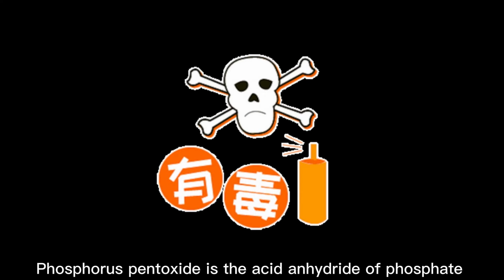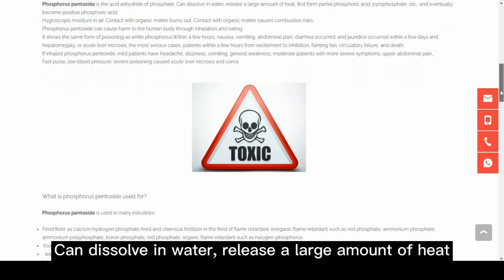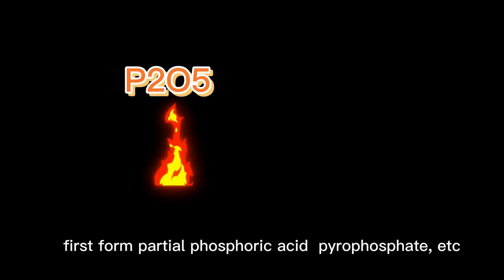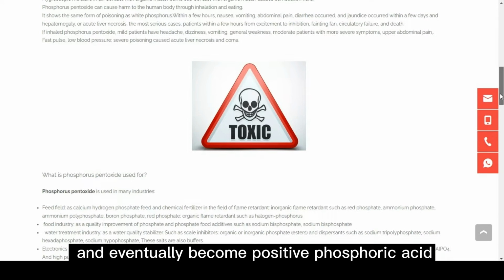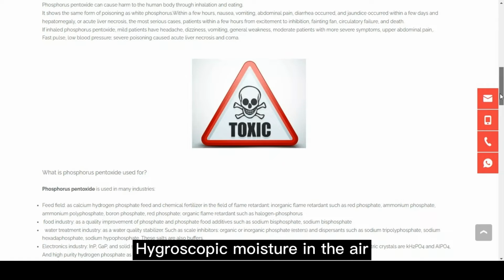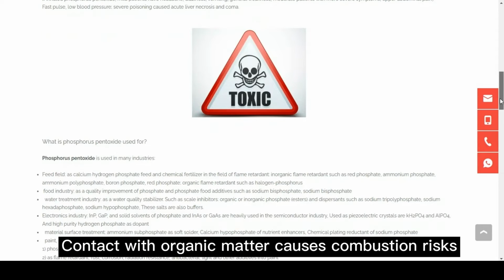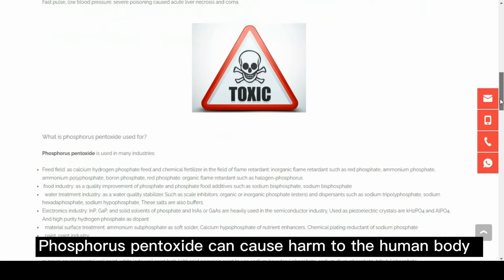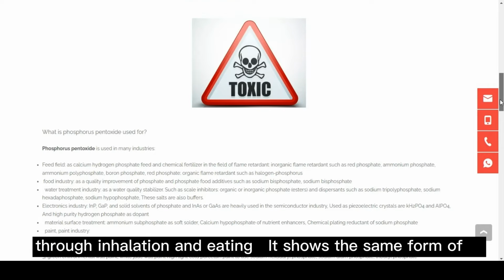Is phosphorus pentoxide toxic? Poisonous. Heat or contact with water releases heat and releases toxic corrosive flue gas. Strongly corrosive. Phosphorus pentoxide is the acid anhydride of phosphoric acid. It can dissolve in water, releasing a large amount of heat, first forming partial phosphoric acid, pyrophosphoric acid, etc., and eventually becoming orthophosphoric acid. It absorbs moisture in the air. Contact with organic matter causes combustion risks.